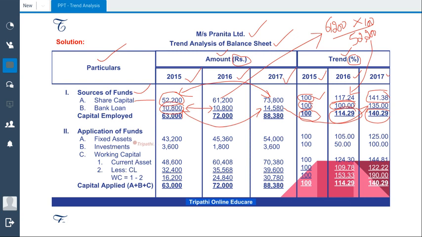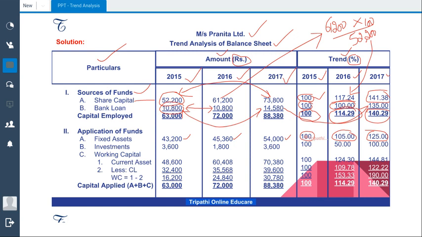Okay, application of fund. Fixed asset first year 43,200, second year 45,360, and third year is 54,000. So first year we have assumed as 100%. Based on this, we came to know second year 105% and third year 125%. So again, if you see, the trend of fixed asset is increasing.